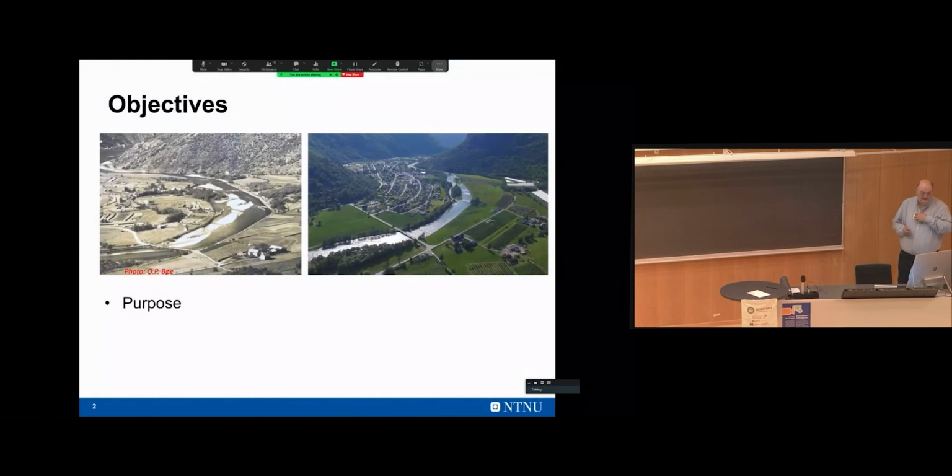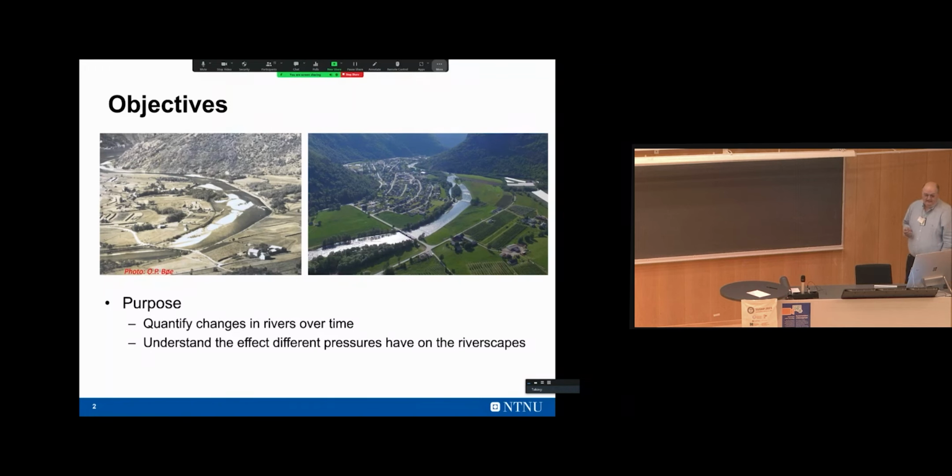Yeah. So the idea with this project is to try to quantify changes in rivers over time. To the left, you see Lærdalselva in Norway in the 20s. And to the right, you see a picture that was taken a week ago, same river. So why has this river changed so much? That is what we are interested in finding out. And how can we quantify these changes? And can we understand what different pressures have created these changes?